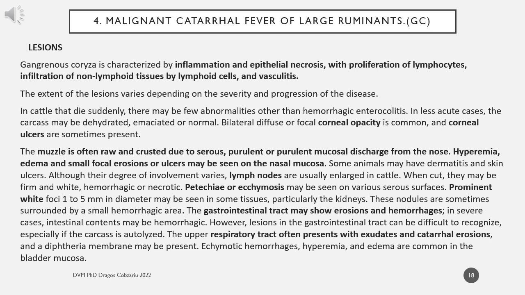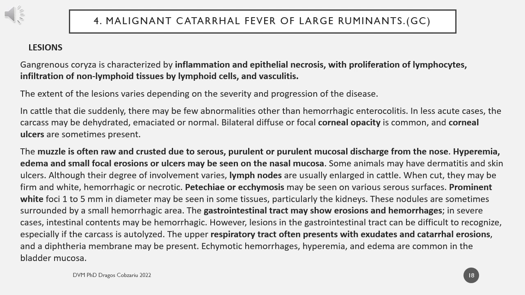Bilateral diffuse or focal corneal opacity is common, and corneal ulcers are sometimes present. The muzzle is often raw and crusted due to serous, purulent or mucopurulent discharge from the nose. Hyperemia, edema and small focal erosions or ulcers may be seen on the nasal mucosa. Some animals may have dermatitis and skin ulcers.